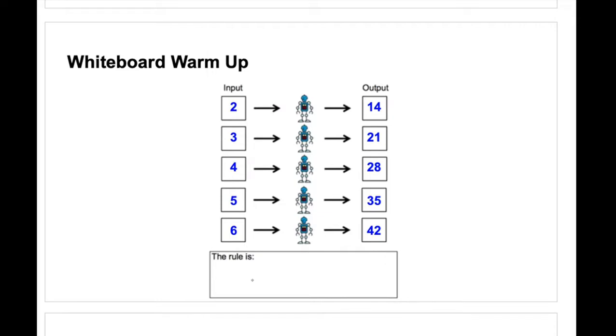is that you multiply by 7. So we can see 2 times 7 is 14. 3 times 7 is 21, 4 times 7 is 28, and so on. So that is our rule for this one.